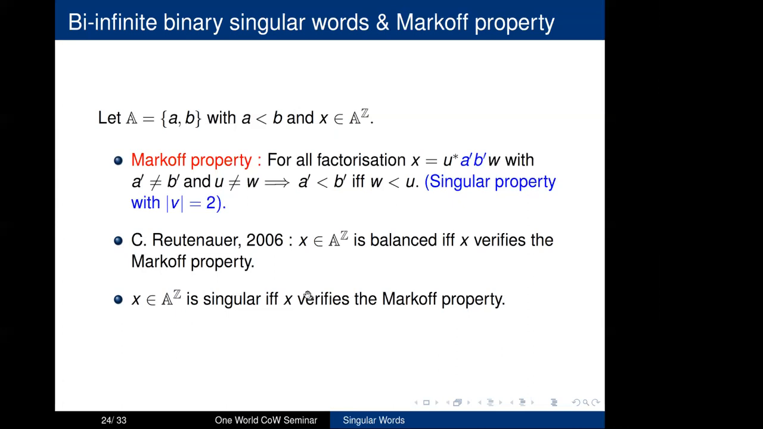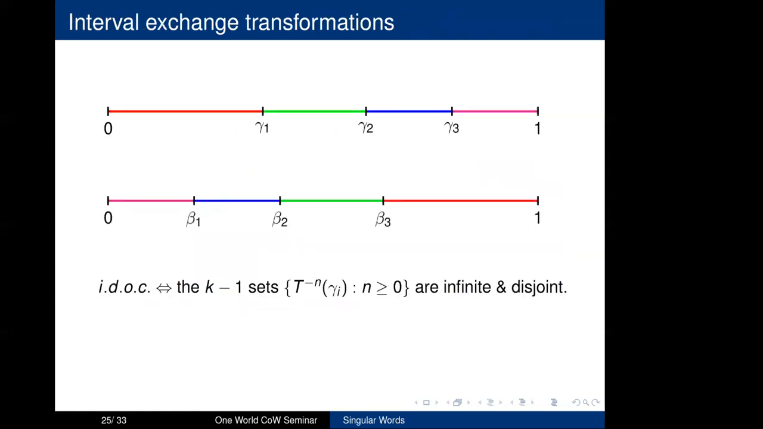Now, you could actually prove this directly using Sturmian morphisms. You don't have to go through the balance property. But anyway, it shows that the singular property is the same as the Markoff property in the case of bi-infinite binary words. So we'd like to generalize this to higher alphabets, always in the context of bi-infinite words, but not just binary. So for that, I need to remind you about interval exchanges.